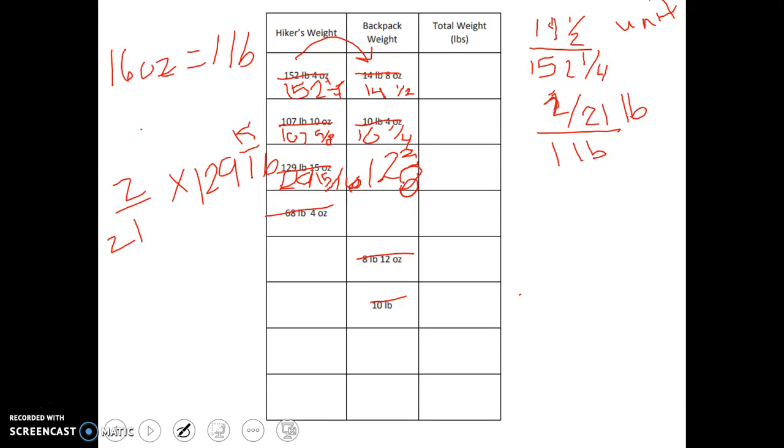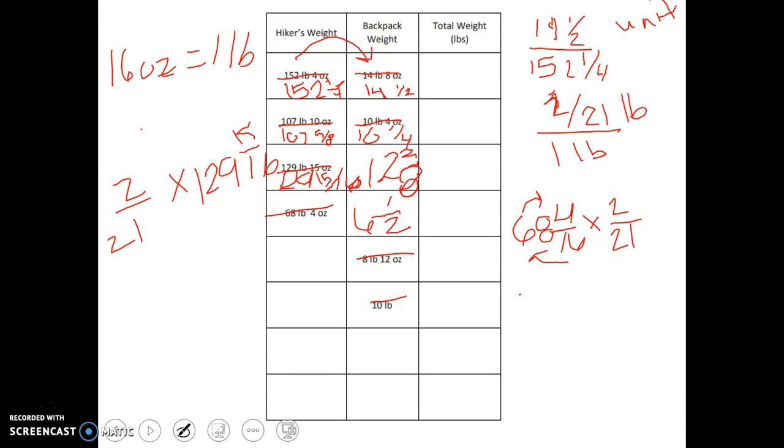Backpack person number 4. Okay, so they have 68 and 4/16 as their weight, times 22 over 21. Okay, we're going to do that multiplication. Remember, we have to change this into an improper fraction, multiply across and simplify. They should be carrying 6 1/2 pounds.